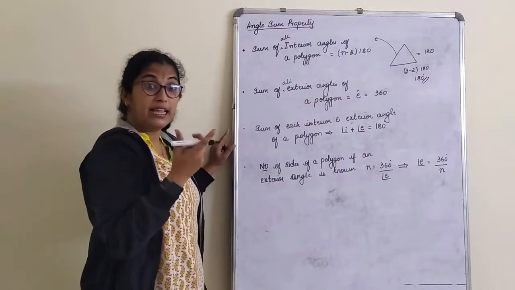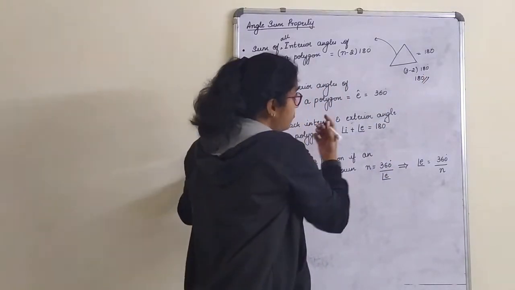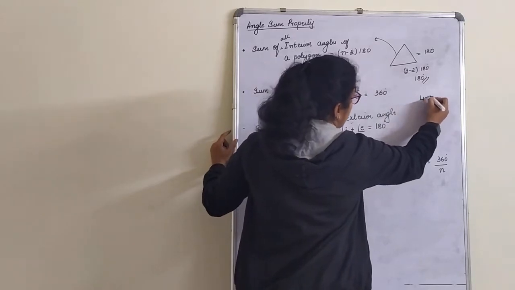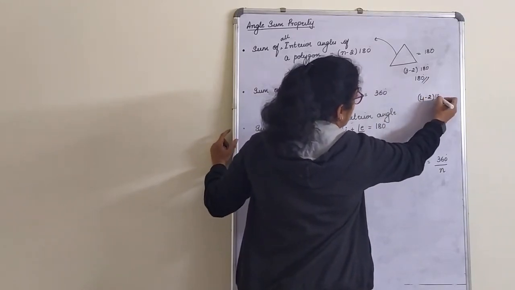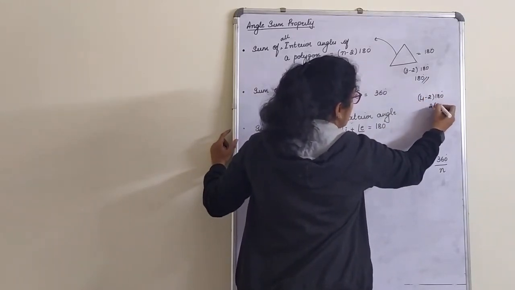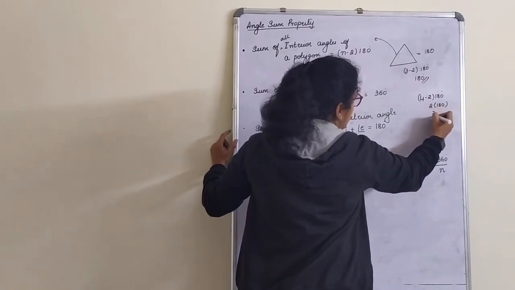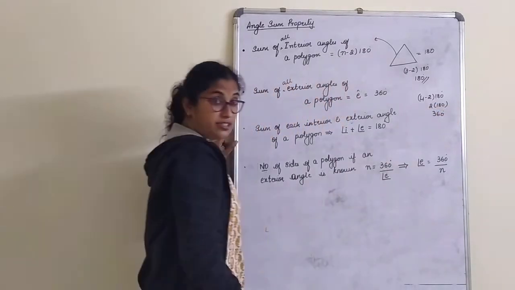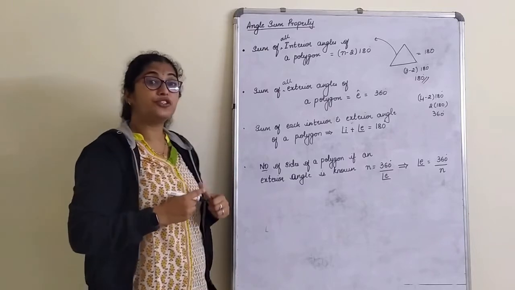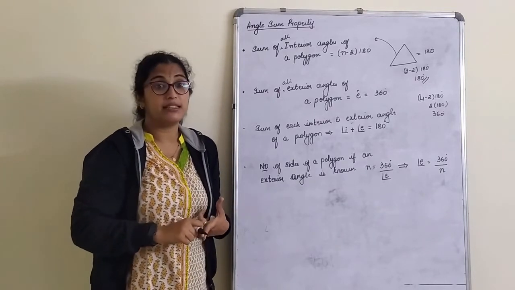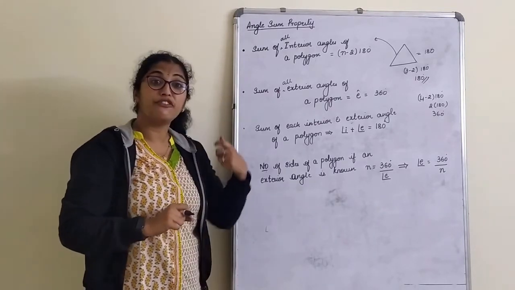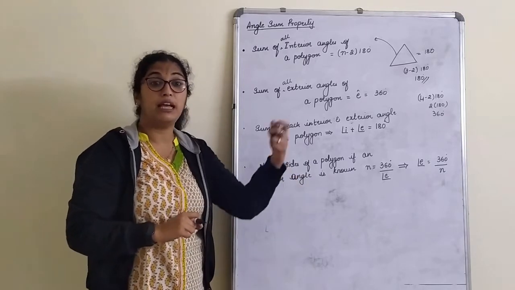We got that? Let me try for a quadrilateral. A quadrilateral has 4 sides. (4 minus 2) into 180. So this is 2 into 180, which is how much? 360. We got it? So that is the same thing. We know for a triangle, we know for a quadrilateral, very easily we can write. But what if it comes to a pentagon, hexagon, heptagon?